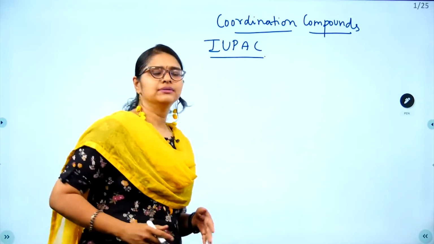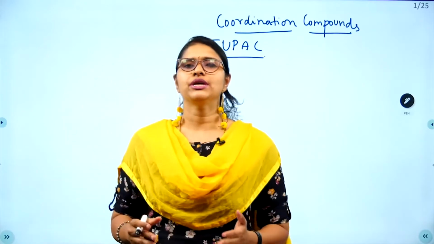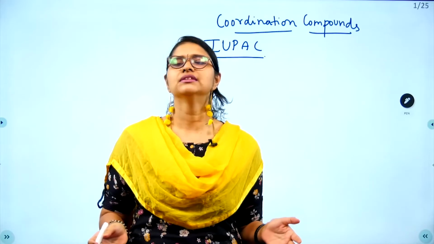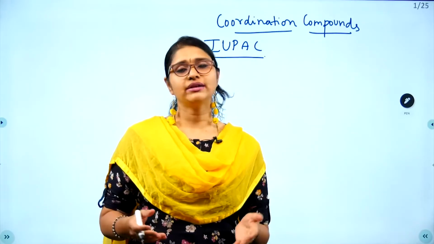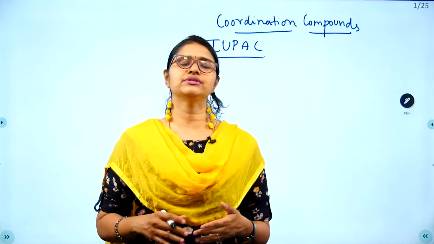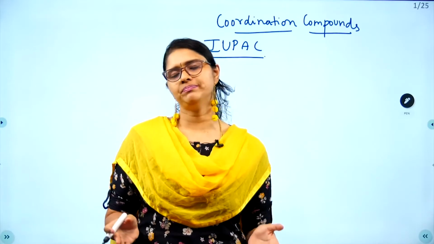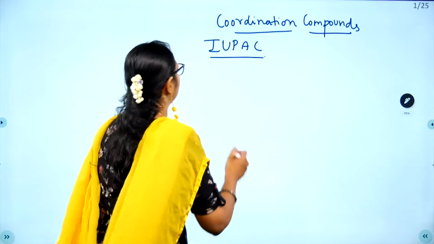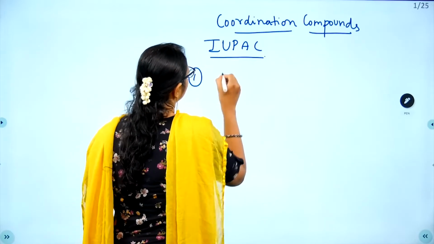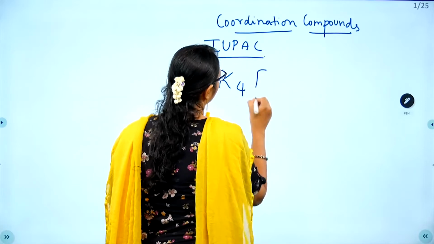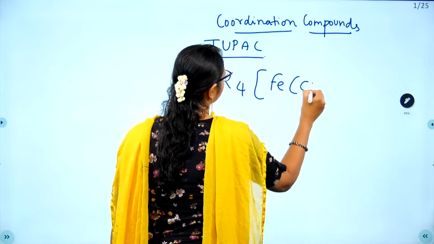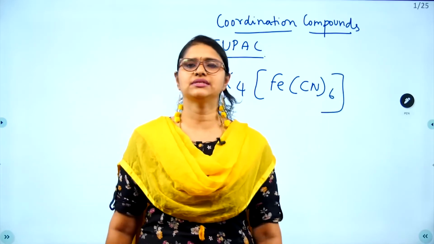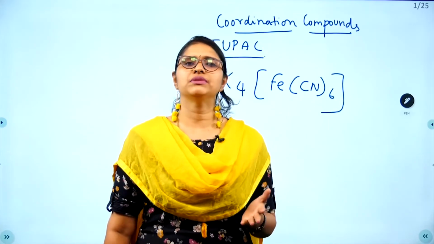IUPAC is the full form of International Union of Pure and Applied Chemistry. We would have seen IUPAC in organic chemistry. Here we are going to see how to name coordination compounds based on IUPAC. For example, let me take a simple example, K4[Fe(CN)6]. How to name this compound?